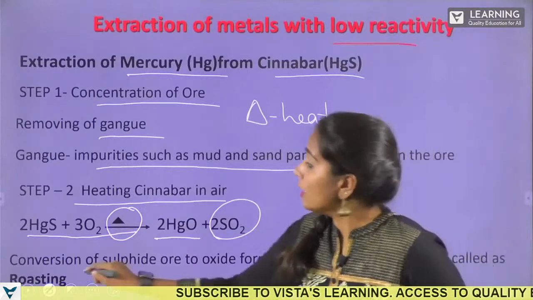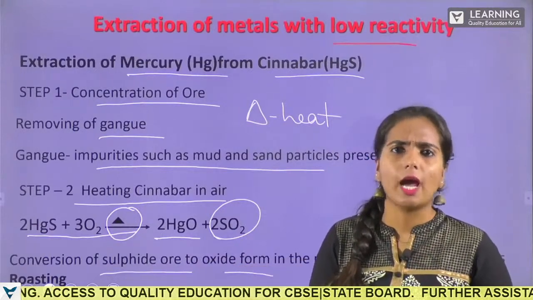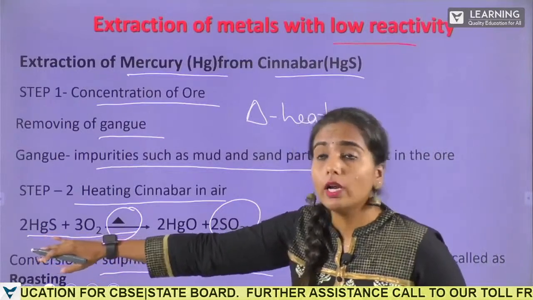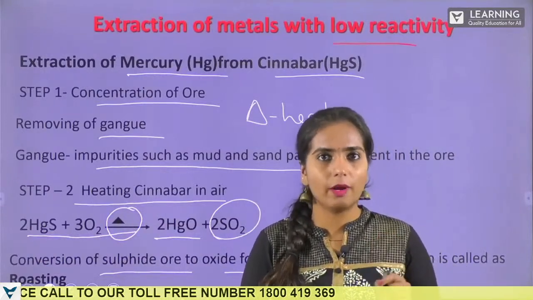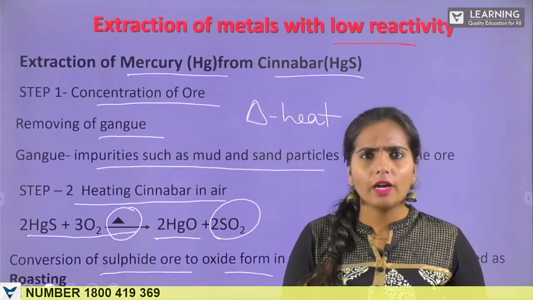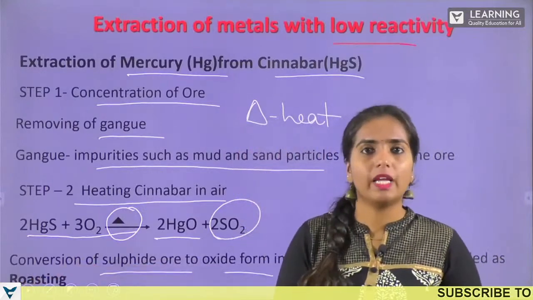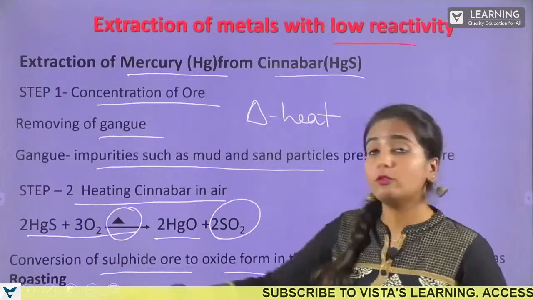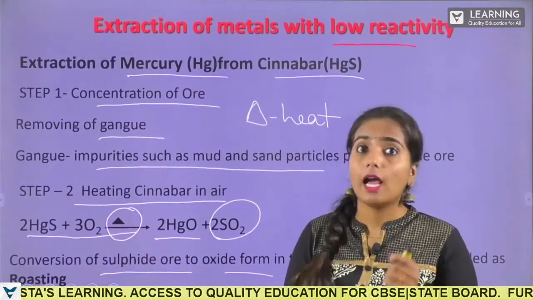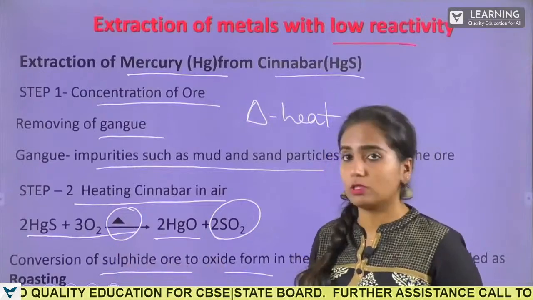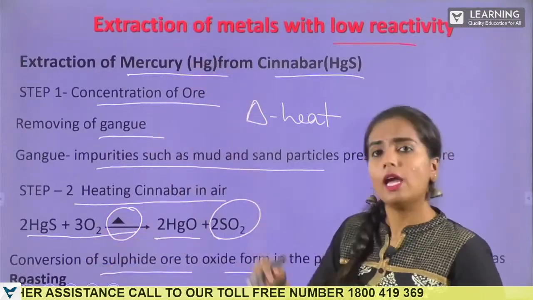Now, conversion of sulfide ore to oxide form. Here, the sulfide ore we are taking is converted into an oxide form. This process is called roasting. Now, you remember the definition, right? The conversion of sulfide ore into oxide ore is called roasting. Let's move on. You have to remember this definition, students. What is roasting, what is calcination, can be asked as a 1 mark question. Or they can also ask, what is roasting? Give an example. You can take the example from this extraction of mercury and mention it.